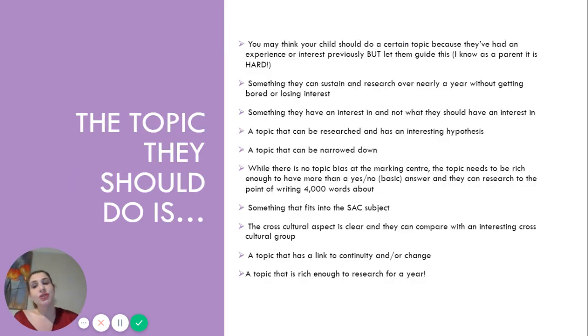The topic they should do is, like I said, my son's got a topic that I thought he should do. He's not doing it because he doesn't want to, he doesn't care about it enough. So you may think your child should do a certain topic because they've had an experience or an interest previously. You've got to let them guide this. They may not have that interest. Now, some things are too close to you as well, so you can't touch them academically. It's very tricky. Something they can sustain and research over nearly a year without getting bored or losing interest, or the answer is really obvious. Something they have an interest in and not what they should have an interest in.